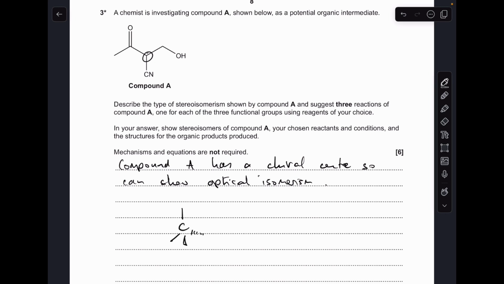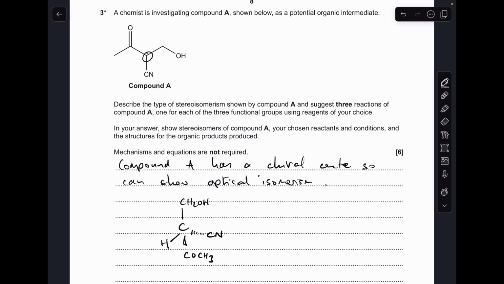So what we need to do next is draw the 3D structures of the optical isomers. So starting with an empty tetrahedral structure, just need to decide where the groups are going to go, and there's no order to this. So I'm going to put the CH2OH on there. I'm going to put the CN on the dashed line. I'm going to put the COCH3 on the wedge, and that means the hydrogen would go on the solid line.